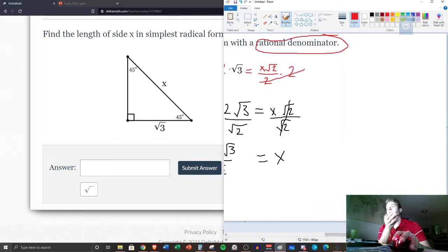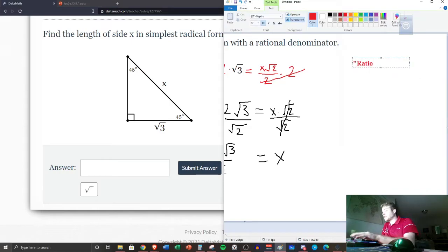So in your notes over to the side, I would like you to write out this term, rationalizing. What rationalizing means is to eliminate, or I'll say remove, the irrational number from the denominator.